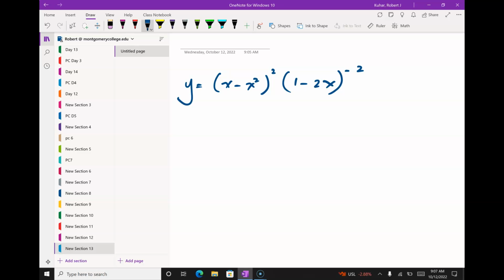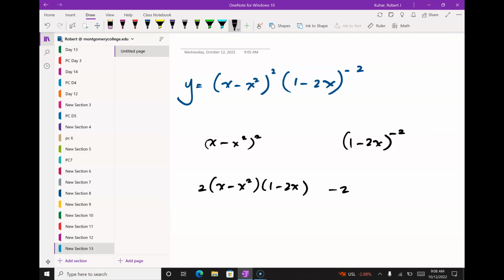Yes. So I have two choices here, product rule or quotient rule. I'm going to do the product rule, okay? So my first function is x minus x squared, quantity squared. The derivative is 2 times the x minus x squared quantity, times another 1 minus 2x, right? Derivative of the inside. And my next function is 1 minus 2x to the -2 power. Bring down the power, reduce the power by 1, and then take the derivative of the inside, which is another -2.